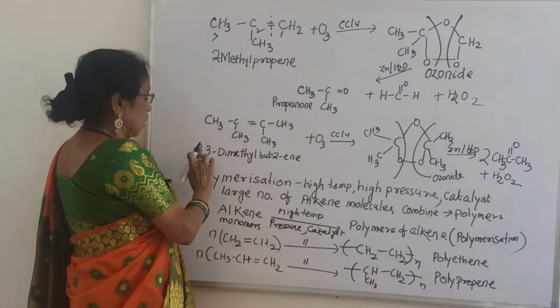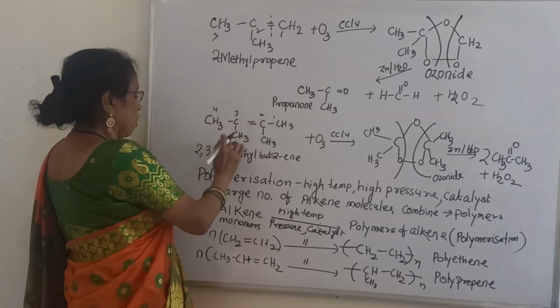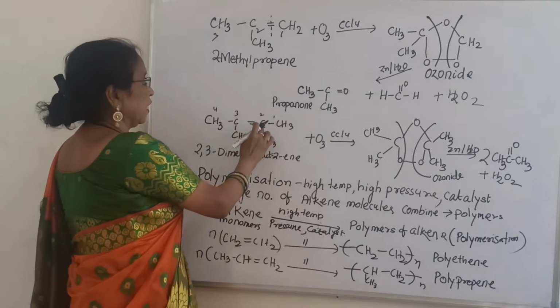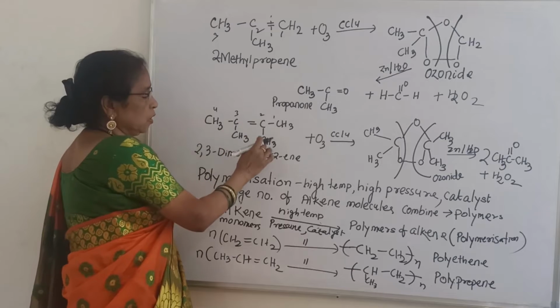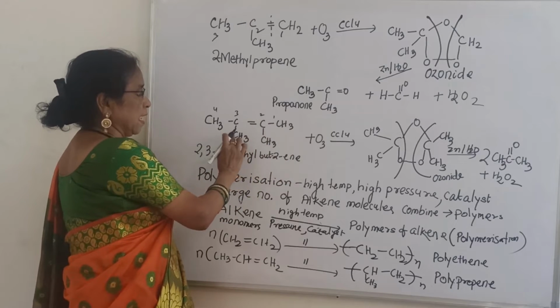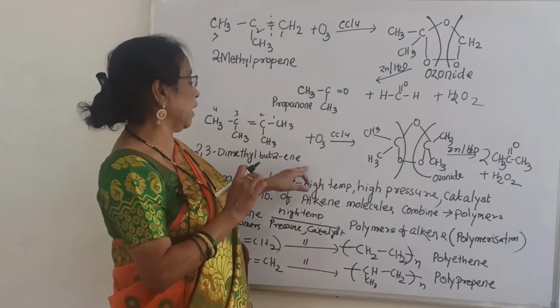Now next is 2, 3 dimethylbut-2-ene. Numbering 1, 2, 3, 4: after 2 there is a double bond, so 2-ene. Four carbons, with 2, 3 dimethyl. 2, 3 dimethylbut-2-ene.